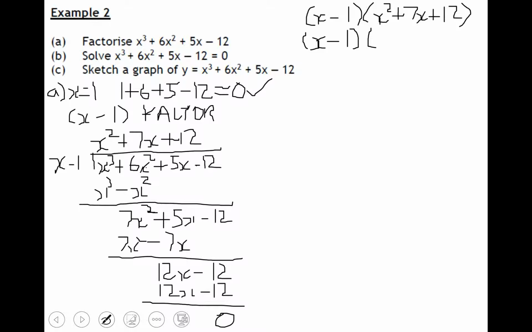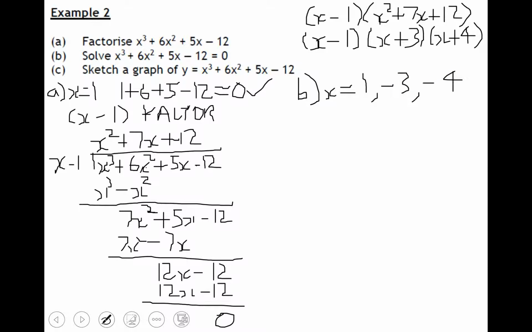Factorising further, x squared plus 7x plus 12 factorises to x plus 3 times x plus 4. That completes the factorisation. Now part B asks us to solve the cubic equalling 0. Since we have a factorised form, it's just like a quadratic. The x values that make the bracket 0 give us our solutions. So we have, in this case, 1, minus 3, and minus 4.